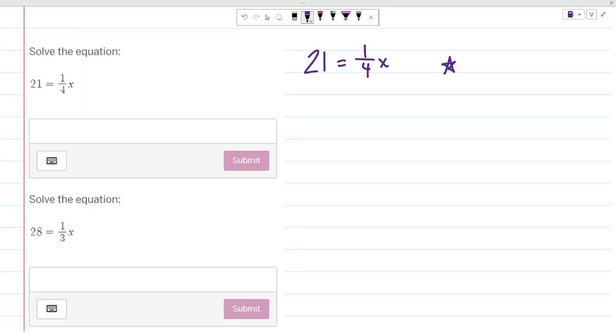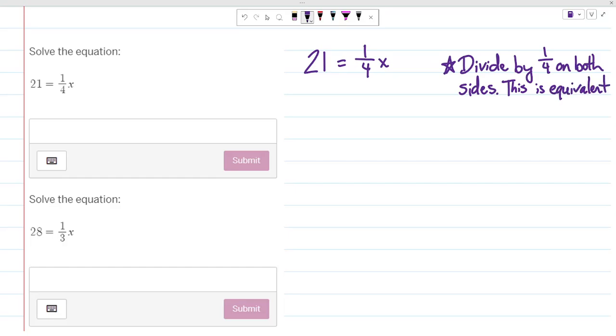So before we do this, let's make a note. We will divide by 1/4 on both sides. And remember how fraction division works? Whenever we divide by a fraction, what do we do? We multiply by the reciprocal instead. So this is actually equivalent to multiplying by 4 on both sides.